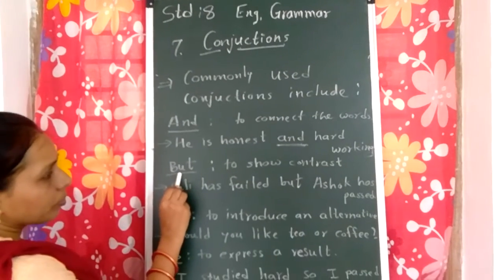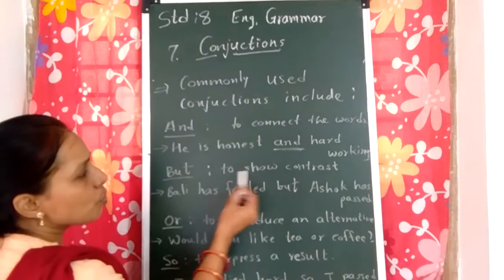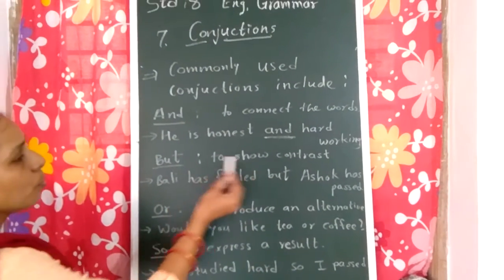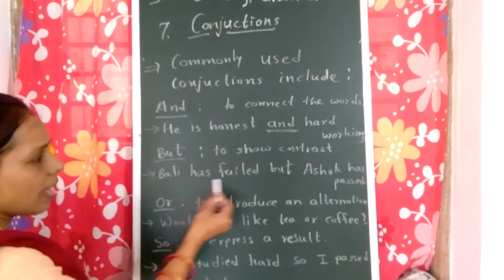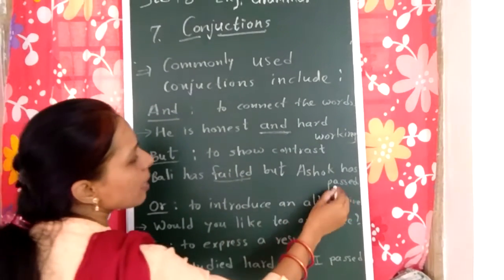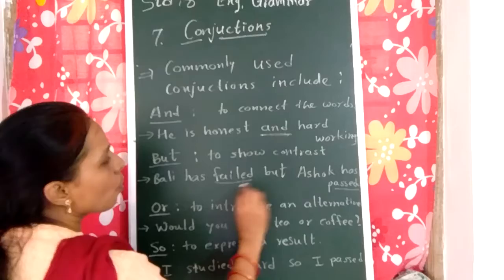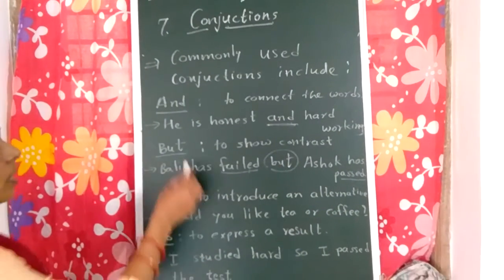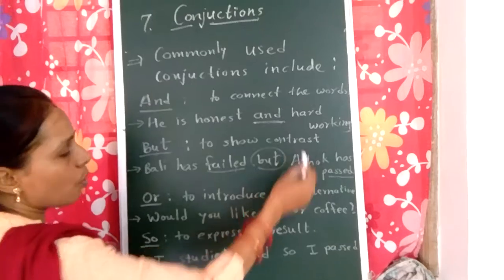Now 'but' is used to show contrast, to show the opposite. It is used to show contrast, as in: Bali has failed, but Ashok has passed. Here 'but' is a conjunction, right? So 'but' is used to show contrast.